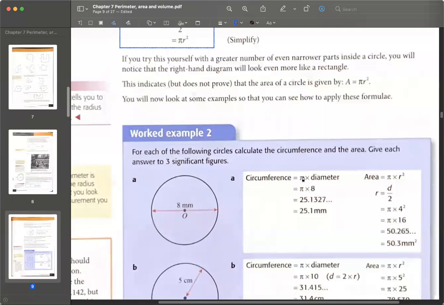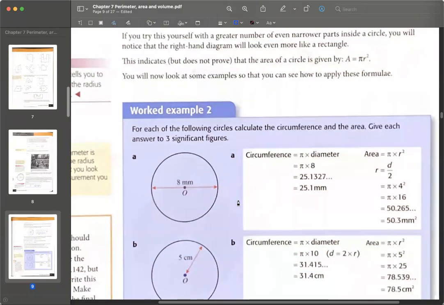Let's look at the worked example. For the following circles, calculate the circumference and the area. Give each answer to 3 significant figures. So let's look at this one. Circumference, we can use pi d, but I wouldn't recommend it. I would find the radius, which is 4, then it's 2 pi 4. Then it's easier, and I can get the answer. But if you use pi d, it's the same answer.